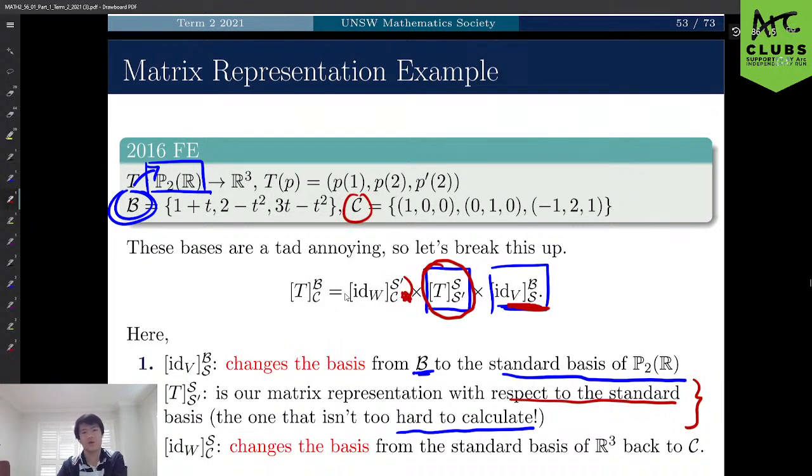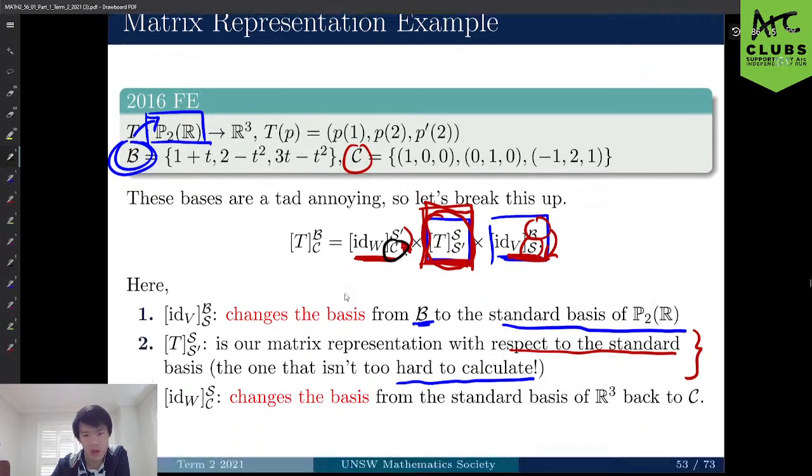Right, so just a bit of an overview. We take a vector with basis b, we convert it to a nice basis that we like, the standard basis. Then we do the standard matrix representation. Right, then we're in the standard basis again, but the standard basis in the codomain. So what we do then is we convert it back.